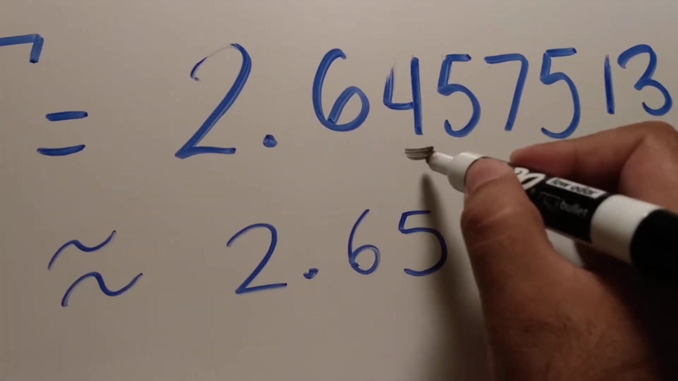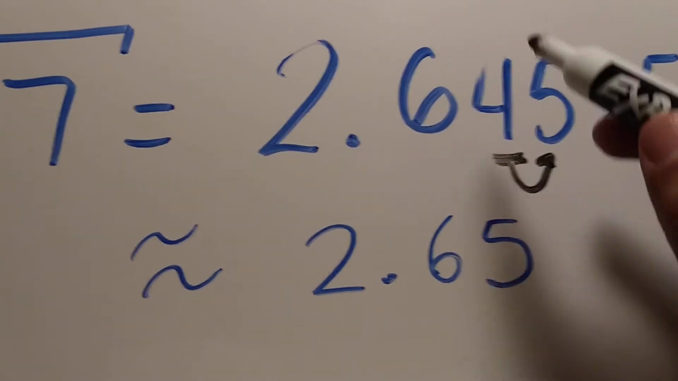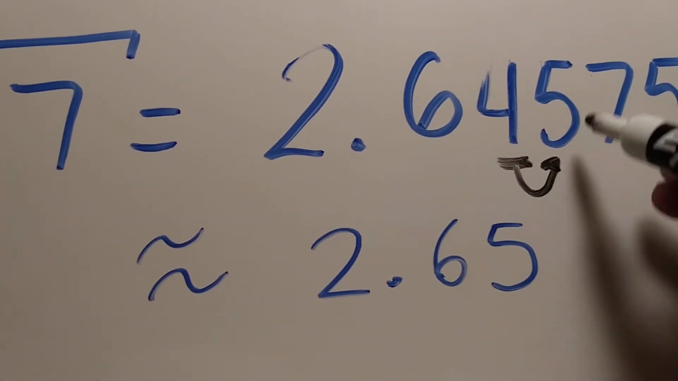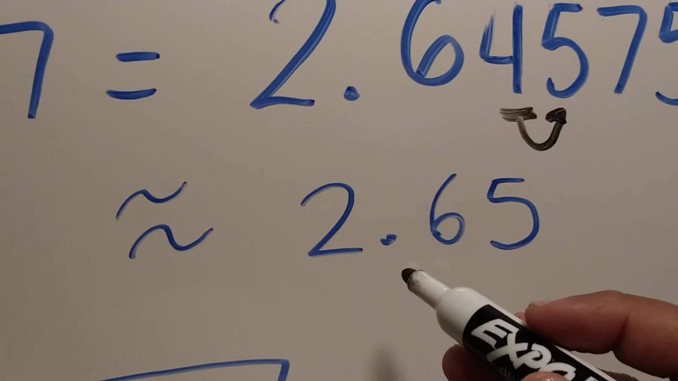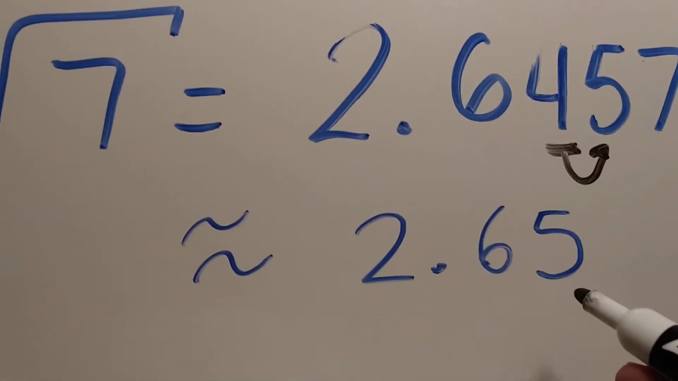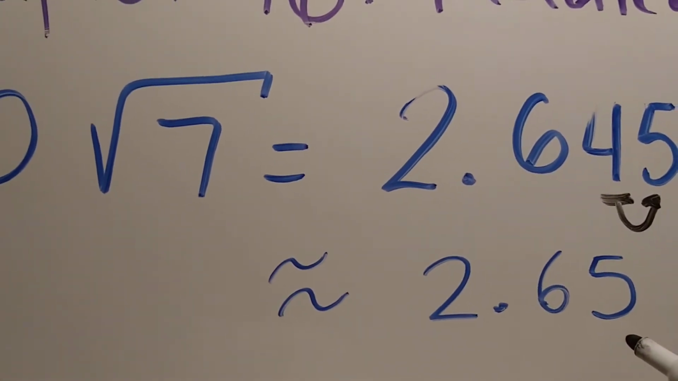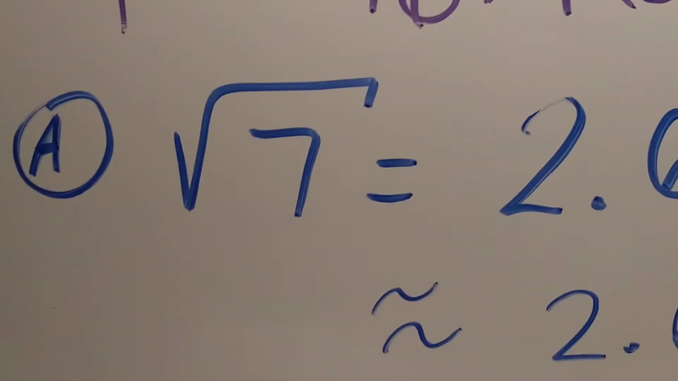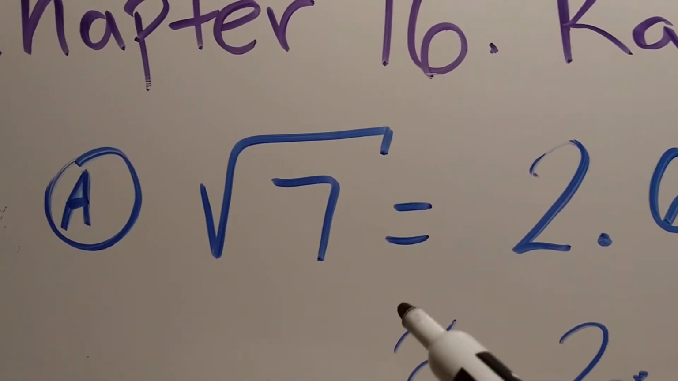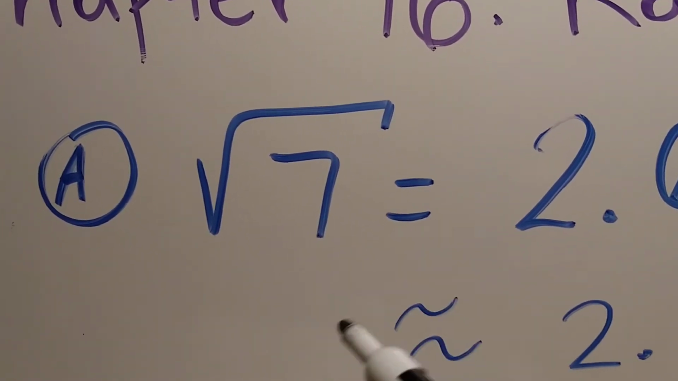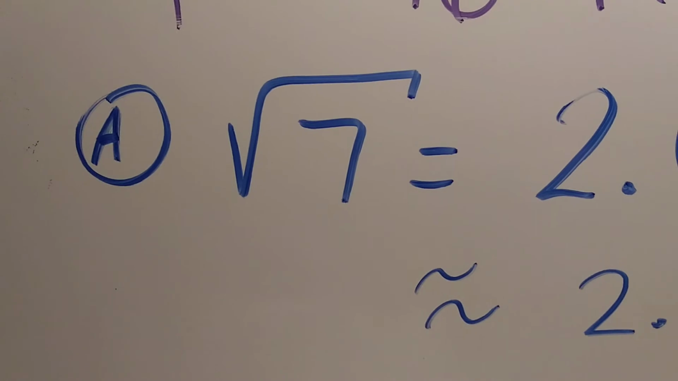Remember that whenever we round off, we look at the number behind it. If it's a 5 or higher, the number that's underlined becomes 1 more. If this number was 4 or lower, that number remains the same. So it's an approximation of 2.65. Now, if you were to multiply 2.65 times 2.65, you would get something very, very close to a 7. And again, if you're not able to simplify the square root by multiplying a number times itself to give you the number inside here, then your best answer is to leave it as radical 7 or square root of 7.